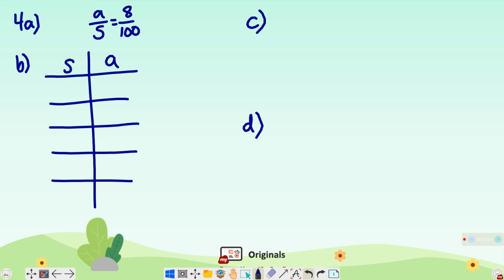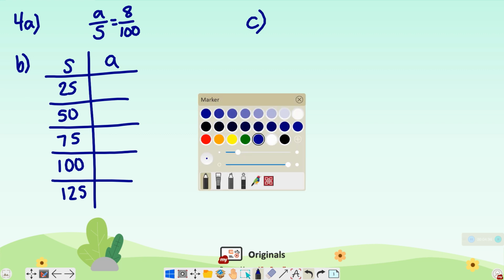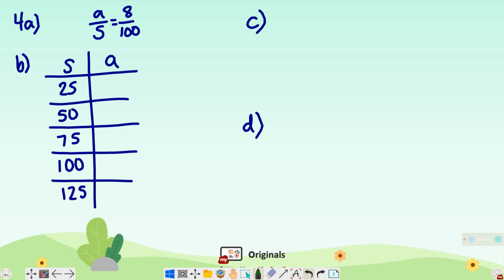In part B, it says use your equation to complete the table. List 5 possible values for S and for A. So I am going to do 25, 50, 75, 100, and 125. Now I'm going to do these scratch work pieces in green so that you can see what I would be typing into my calculator to find the absent people.